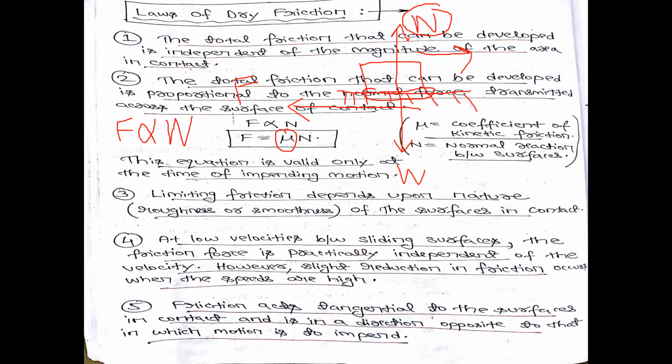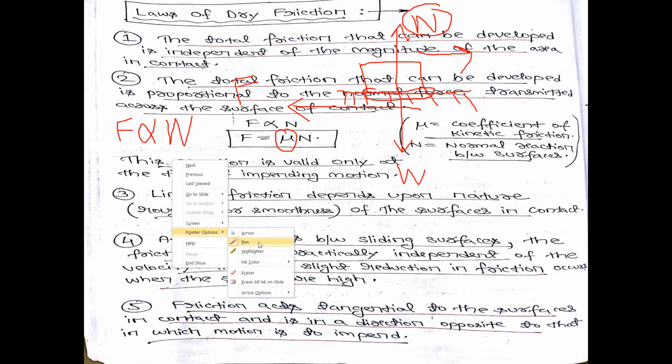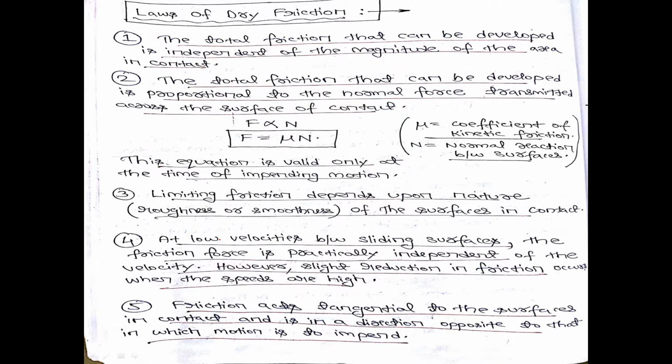Very good. Next, third law, because you have to remember these laws while solving problems. So that's why I'm discussing these laws. The third law is: limiting friction depends upon the nature of the surface in contact. The surface can be rough in nature, or smooth in nature. If the surface is smooth, definitely no friction will exist. If the surface is rough, then only friction will exist.